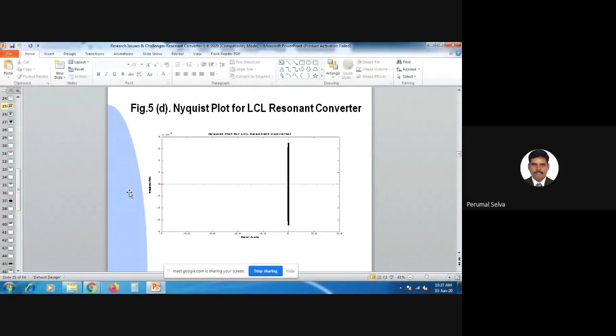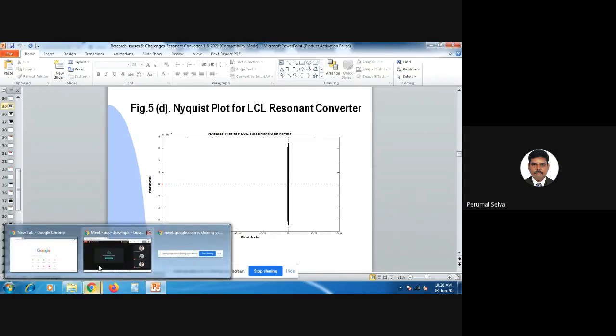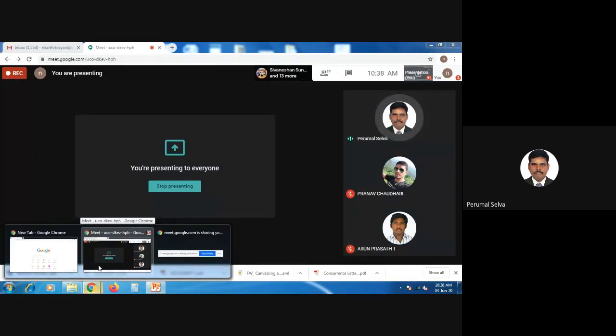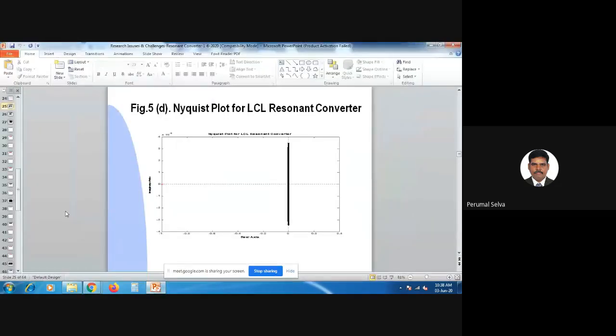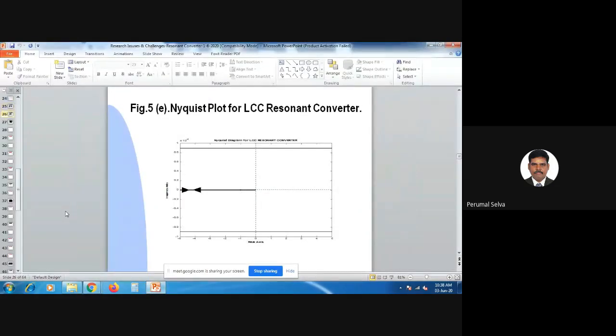So this is a Nyquist plot for the LCL resonant converter, right? Here the locus does not encircle -1 plus j0, which is one of the criteria for a stable system. Next, this is the LCC resonant converter. It encircles -1 plus j0, which is one of the criteria for an unstable system.